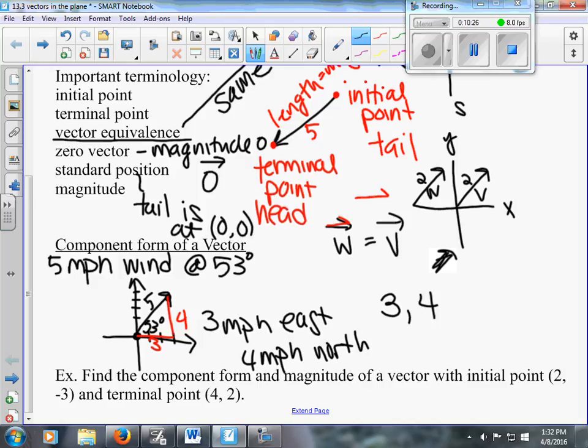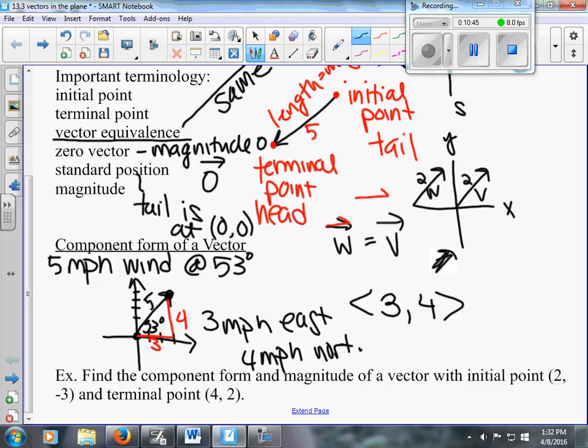We have a vector, and the initial point is at 2, negative 3. And the terminal point is at 4, 2. And so that means I point like this. And now the task is to put this in component form. So you need to determine what is the change in x.